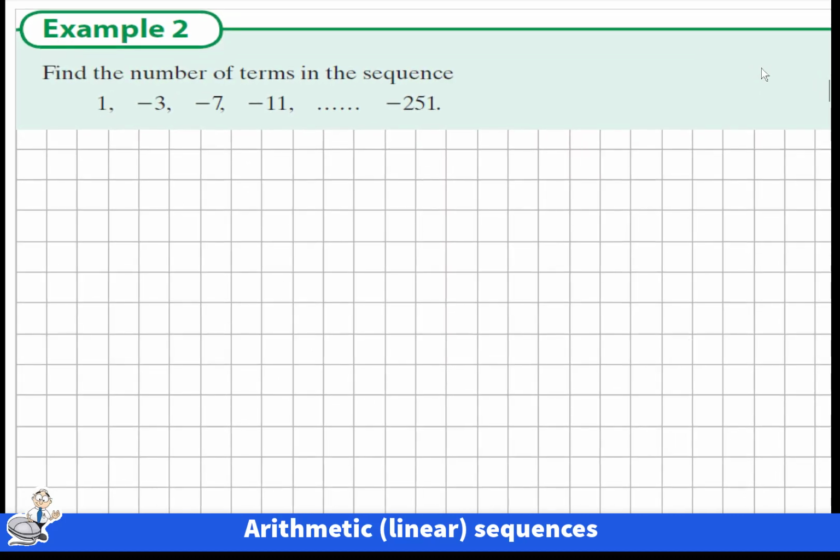This is a little bit different. It's asking me to find how many terms are in the sequence. Another way of understanding this question is that it's asking which term equals -251. That's what the question is asking me.